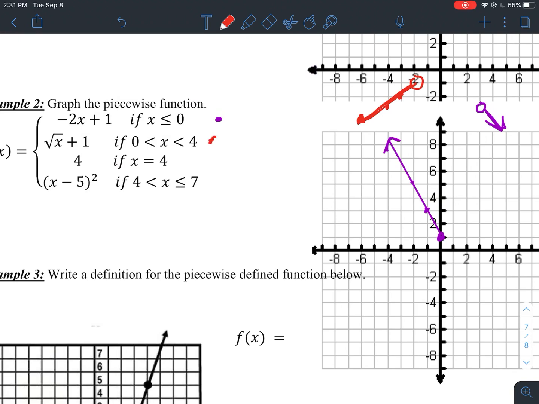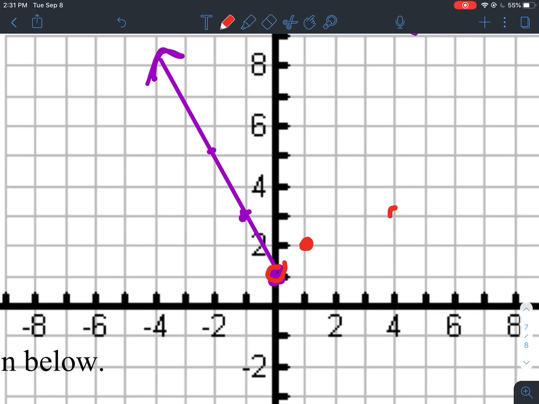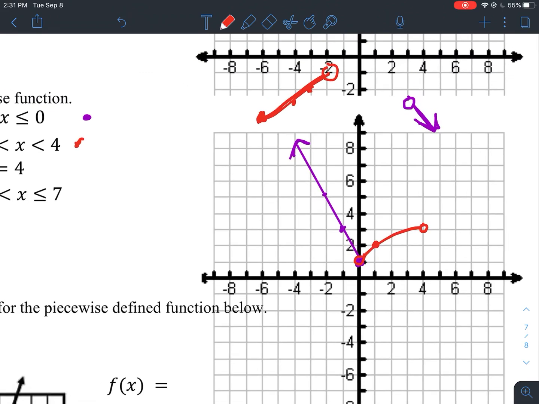Second piece I'll use red. That's between 0 and 4, but both of those are open circles. If I put 0 in, I get 1 back. Hey, we already have a point there, so that's okay. If I put 1 in, I would get 2 back. I'm not going to put 2 or 3 in because they're going to give me decimals. But if I put 4 in, root 4 plus 1 is 3. So 4 comma 3. And that should be an open circle as well. So there's my second graph.